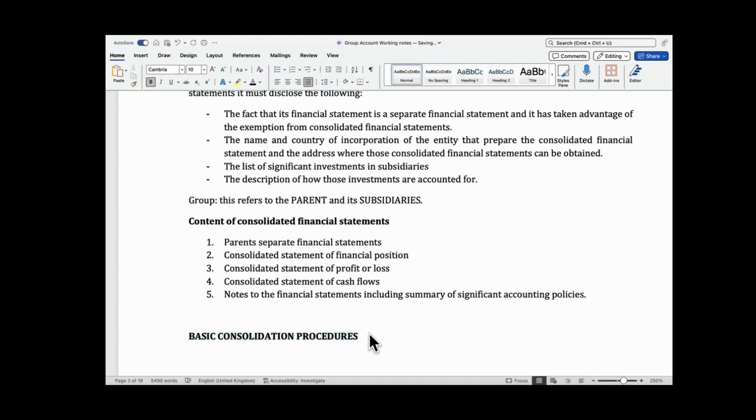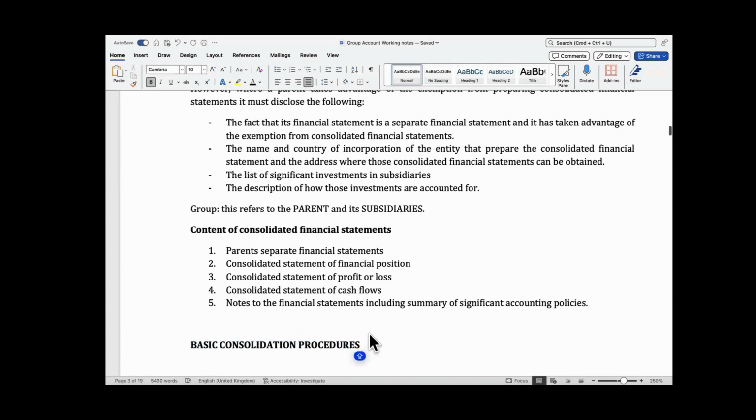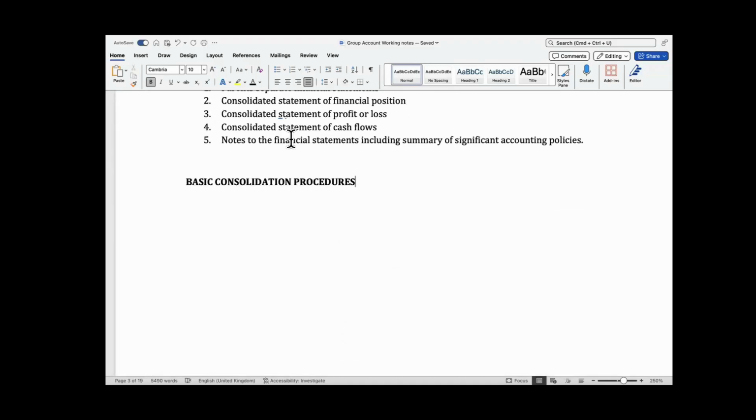So I'm done with that introduction. Then how do we consolidate? So how do you consolidate? So the consolidated financial statements is prepared using what we call a consolidation method.